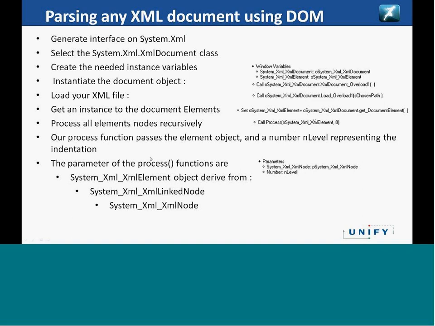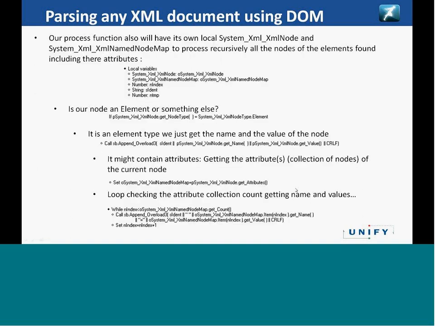as we talked about before. So the only thing you have to know at this point is that we have a process function. That function also will have its own local System.Xml node and System.Xml named node map to process recursively all the nodes of the element found, including attributes. So they have their own local copy because our code is going to be recursive. So at the entry, we define an XML node inside the function process, and an XML named node map, which is a collection of nodes, right? And then a couple of variables that I'm sure you understand.